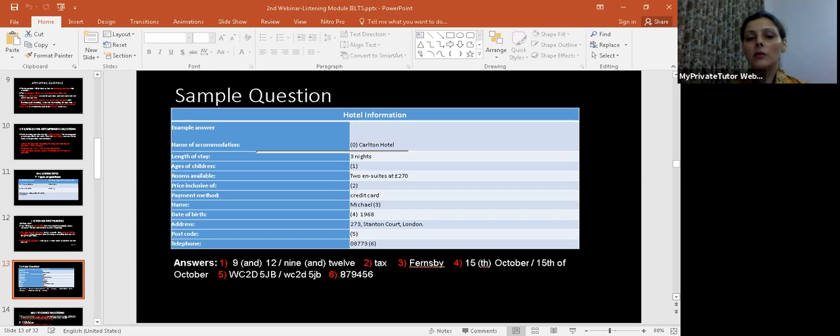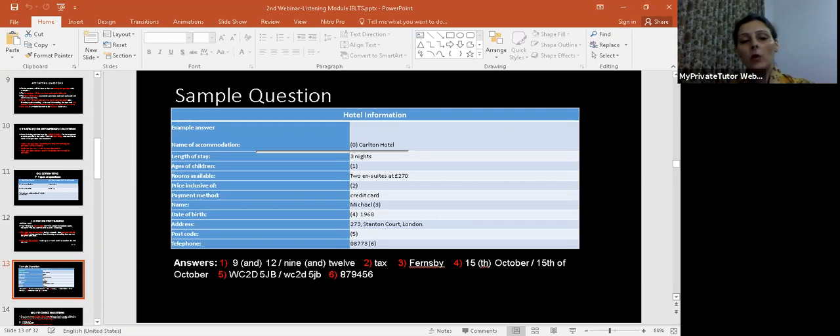Length of the stay, 3 nights. Few of the answers have been filled. Few are left. Then what is left? Price inclusive of number 2. Okay, that is also left. Number 1, I can see ages of children. Okay, we have heard. But when you were hearing the audio, you were supposed to focus on your question sheet and you were supposed to write the answer in front of the question.